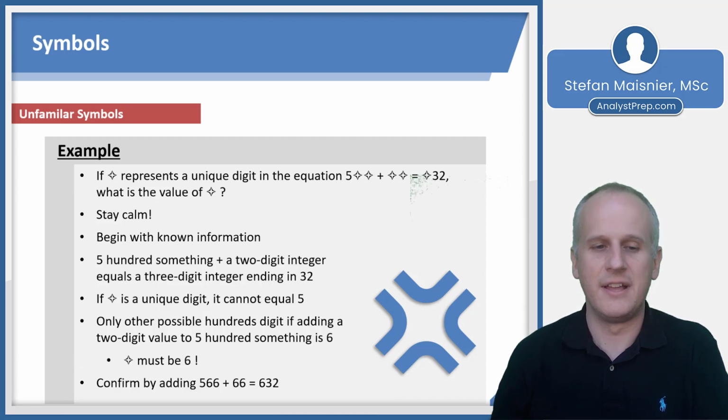And sure enough, if we just confirm the approach, we know that 566 plus 66 is in fact 632, because if we do 566 plus 6 gets me to 572, plus 60 is 632, and that satisfies all conditions of this unfamiliar symbol problem, even though we had no idea what it meant to start.